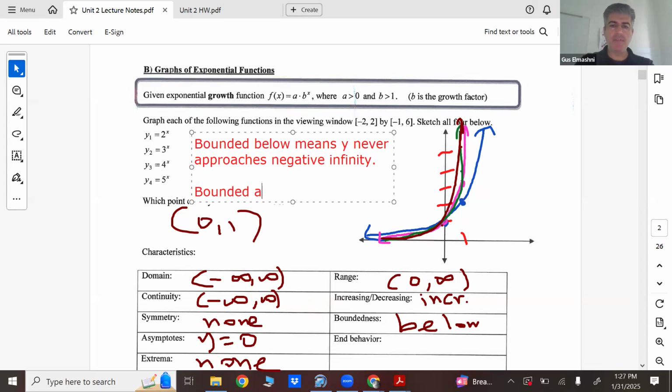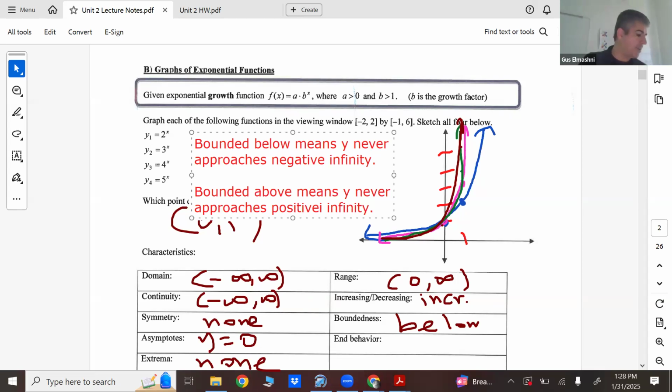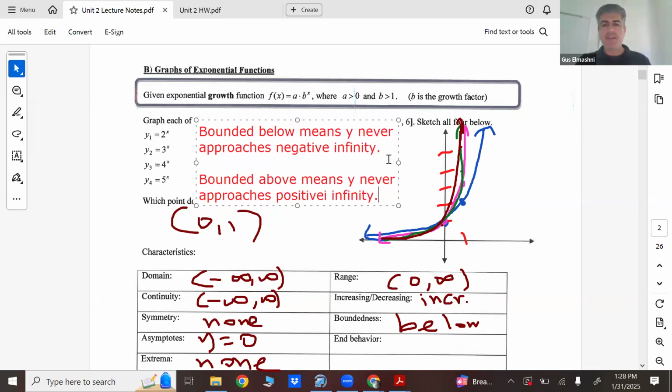Bounded above means y never approaches positive infinity. I'll look at your notes too, though. Yeah, so that's what that means. I don't care about it, because it's not really something that's mentioned in calculus, so I don't really care about that definition, but just so we at least have that discussion.